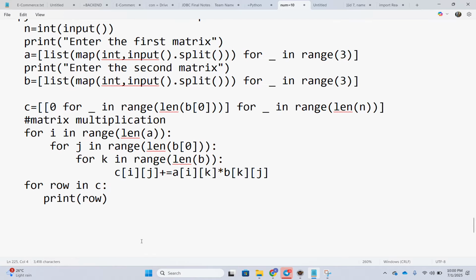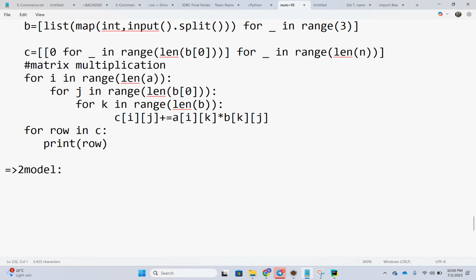Okay, I'll try to explain the second one also. Second model. In the second model, I'm going to write this code using NumPy. It is very simple.